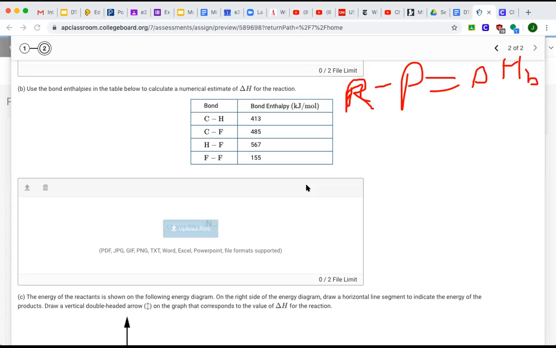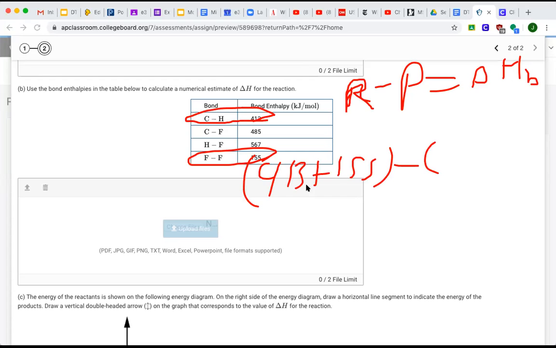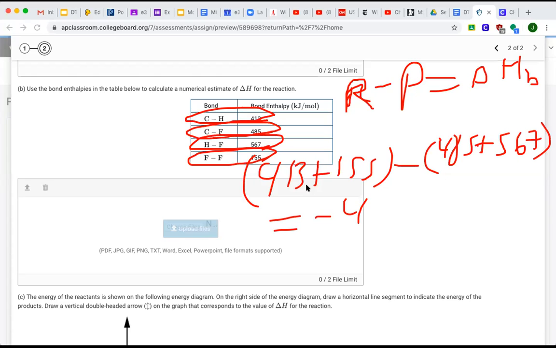So when you're doing that, what you get is what's going to change. One CH bond is going to break. So on the reactant side, you've got 413, plus you've also got on the reactant side an FF bond, 155. And you're going to subtract. One CF bond is going to form and one HF bond is going to form. Those are the things that are changing. So 485 plus 567. And when you do that, you should get negative 484 kilojoules.